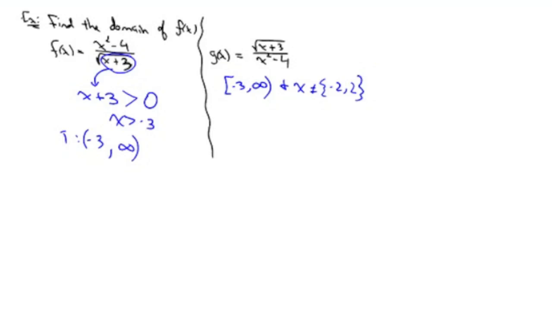So when you put them together, you get the domain starts at -3. Where does it stop? -2. Can't equal -2. I gotta get rid of it. So what do I put next to the -2? Parentheses, union, parentheses, -2, 2, parentheses, union, parentheses, 2 to infinity.